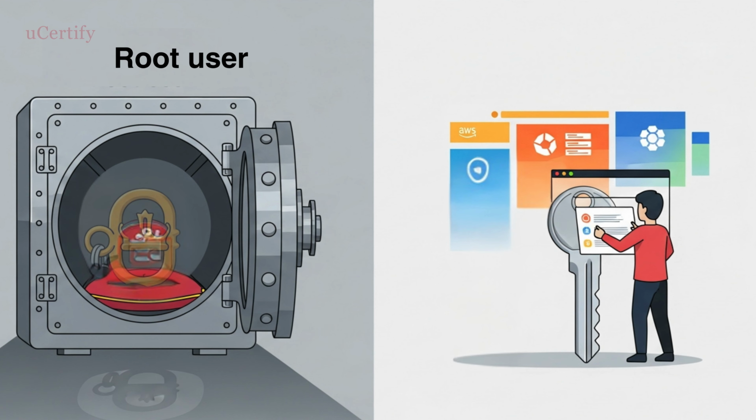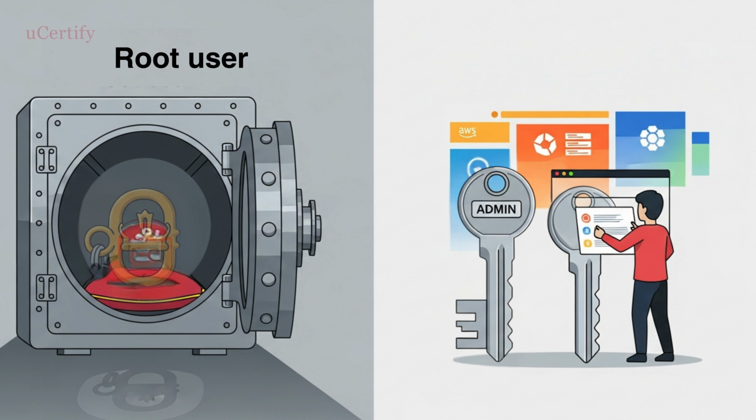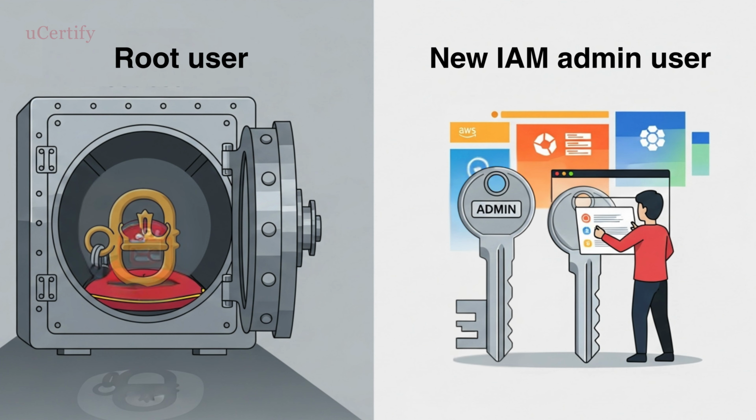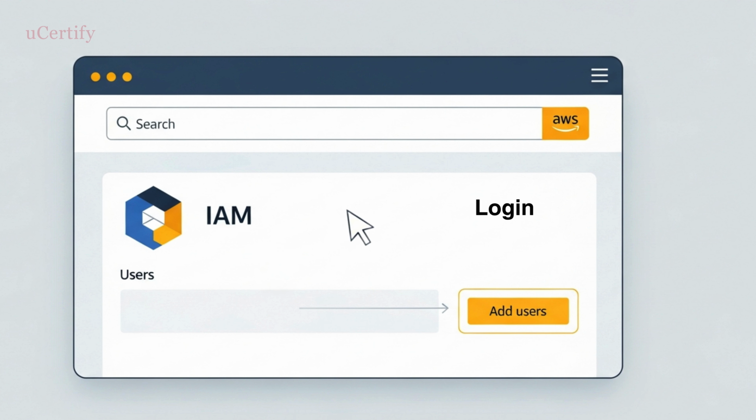Instead of the root user, you'll create a new, dedicated IAM user, specifically for your daily administrative tasks. This user won't have the master key power of root. First, log in with your root account to the AWS Management Console. Navigate to the IAM service and click Users, then Add Users to begin the process.